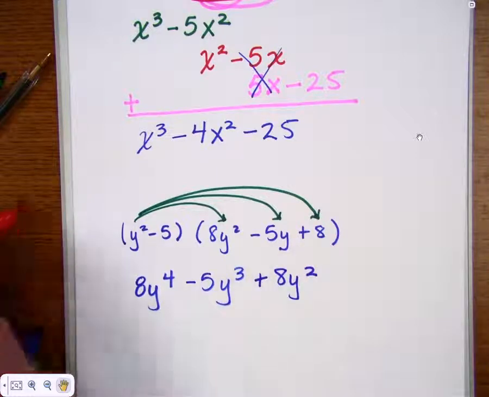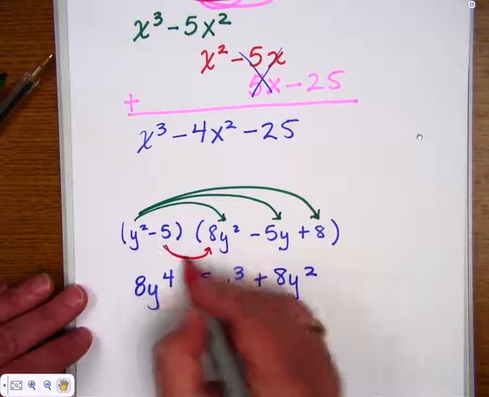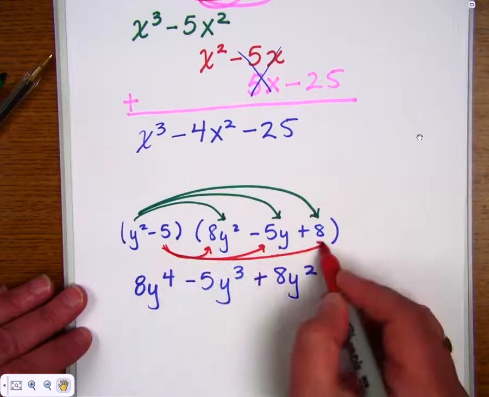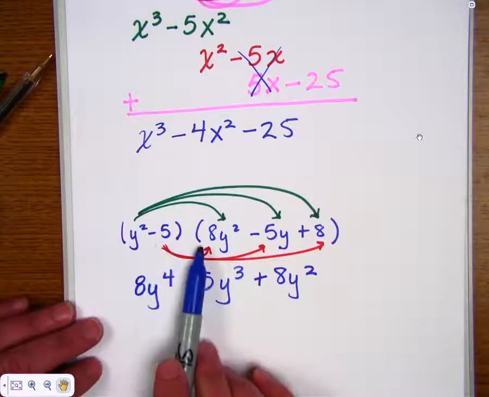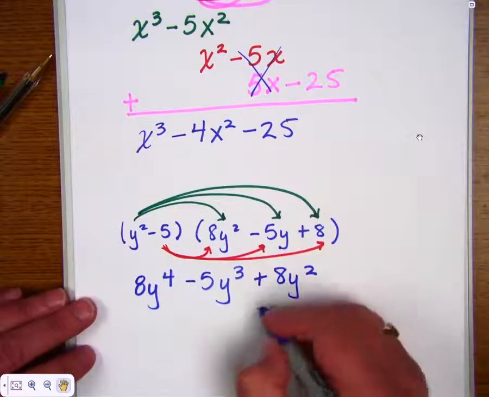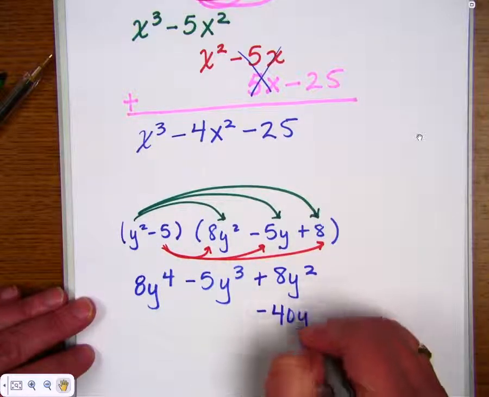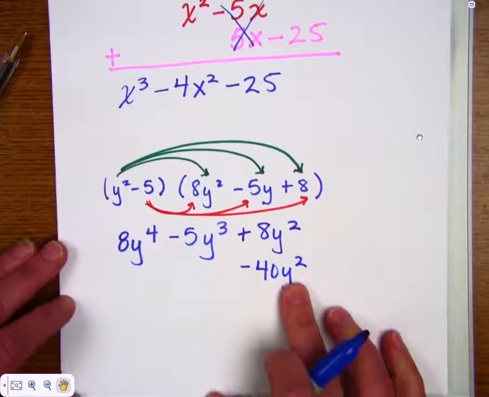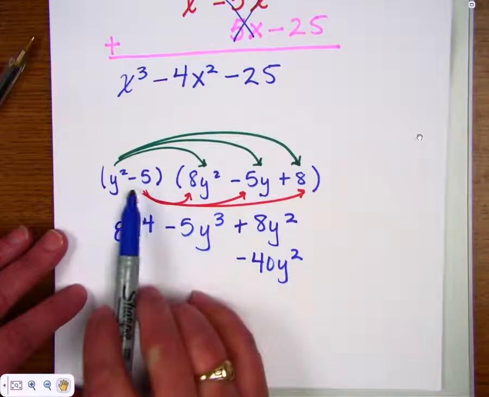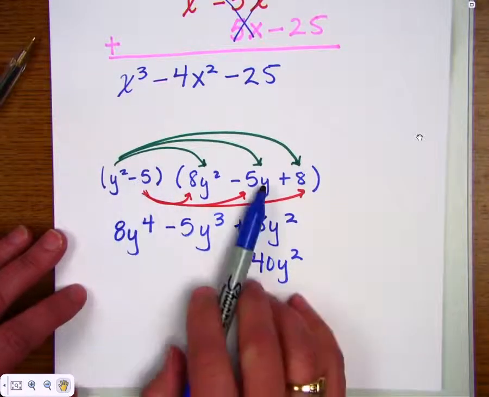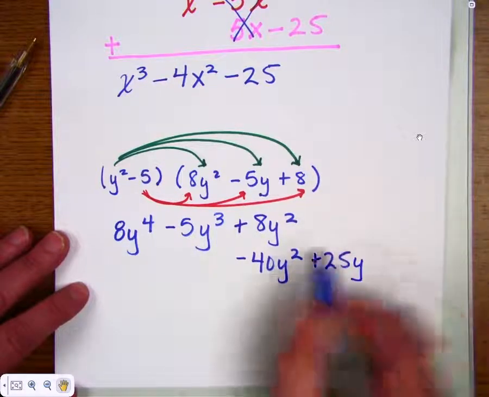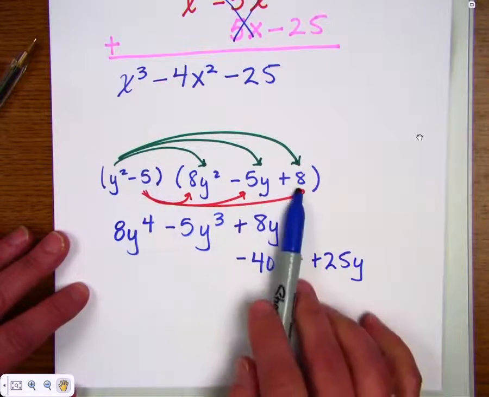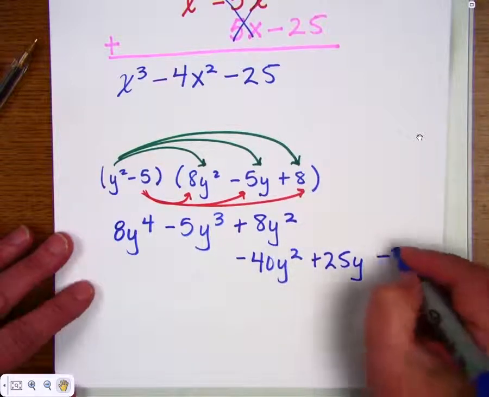And now I'm going to repeat the process by taking the next term and multiplying everything in parentheses by that. Minus 5 times 8y squared gives me a minus 40y squared. And I'm going to line that up underneath the y squared. Minus 5 times minus 5y gives me a positive 25y. And minus 5 times a positive 8 gives me a negative 40.